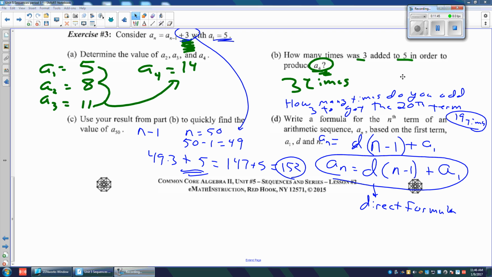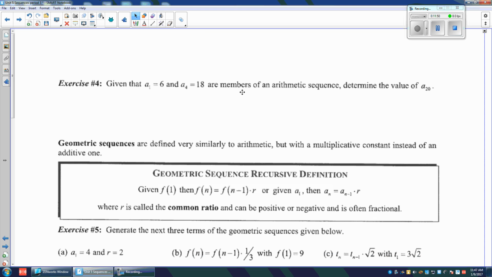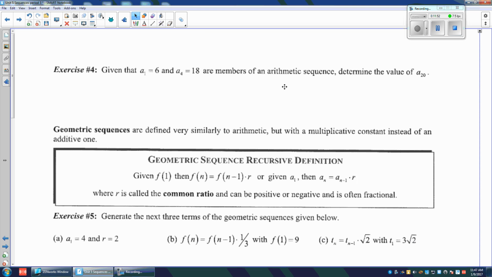Stop here for a second. Let's see what's on the next page. Exercise number 4. Given that a sub 1 is 6 and a sub 4 is 18, they're members of the same arithmetic sequence. Determine the value of a sub 20. Do we have our thinking caps on? Do we have the first number? Yes. Do we have the next number? No. Do we have the rule? No. 6 is the first number. Second, third, fourth. The fourth number is 18.